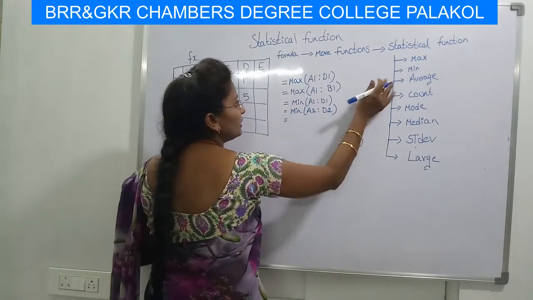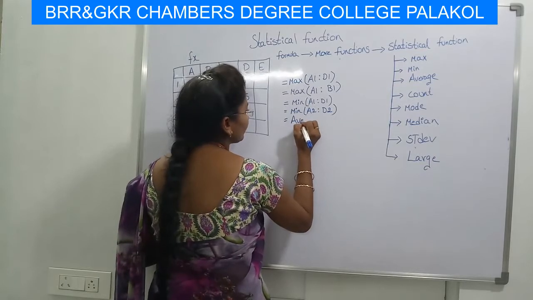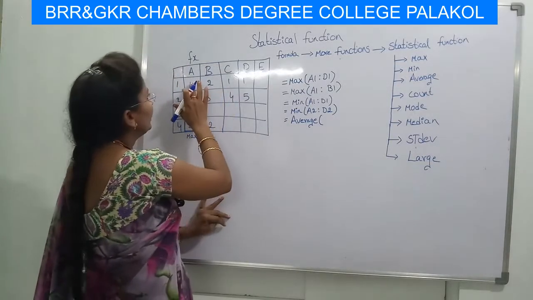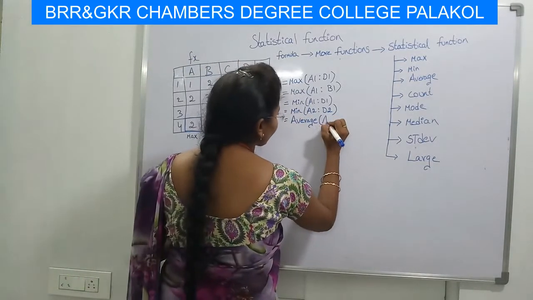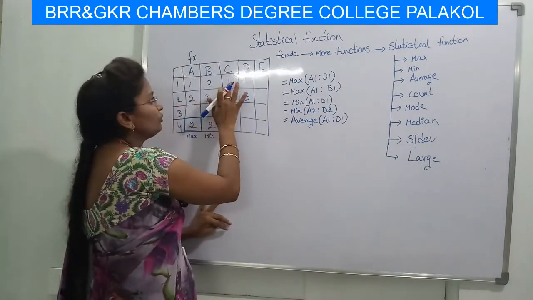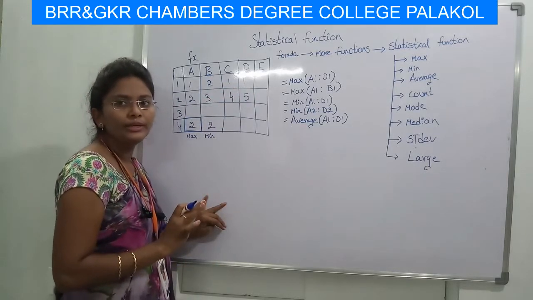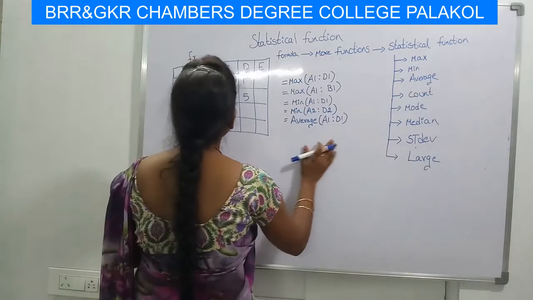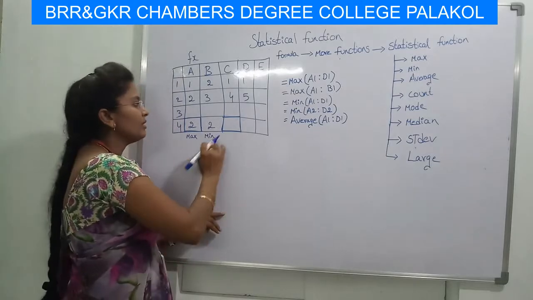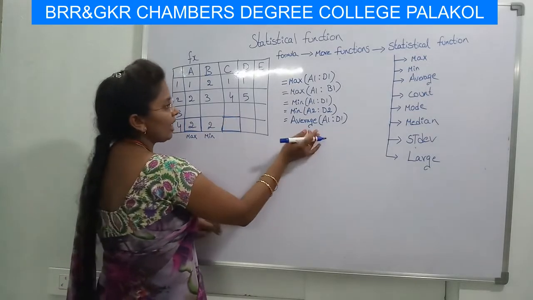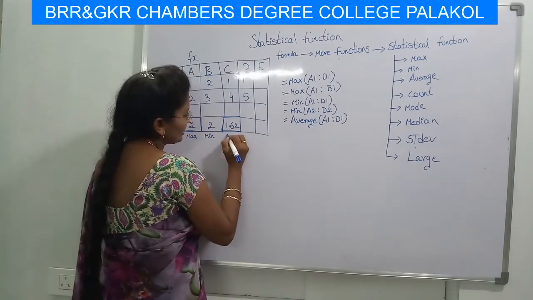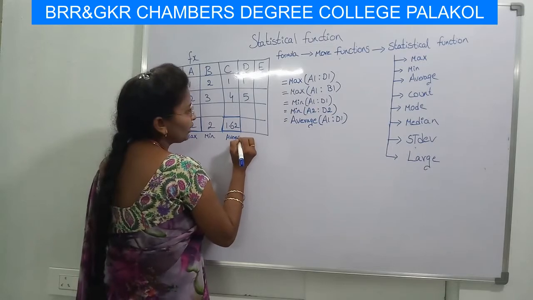And then the third one is average. Average A1 to D1, A1 colon D1, with values 1, 2, 1, 1. First select the cell and write the formula, and the answer will be displayed in the C4 cell. The average of 1, 2, 1, 1 is 1.25. This is the average for the A1 to D1 cells.